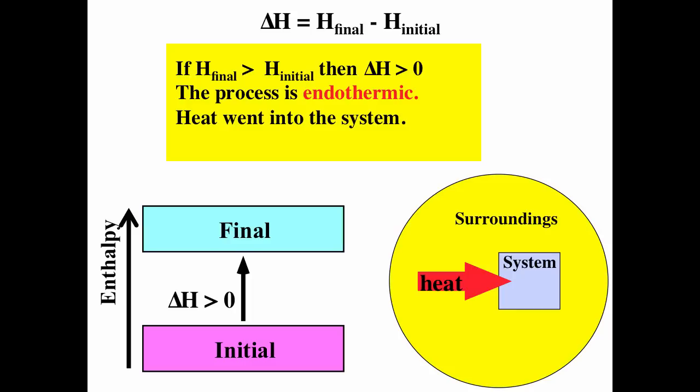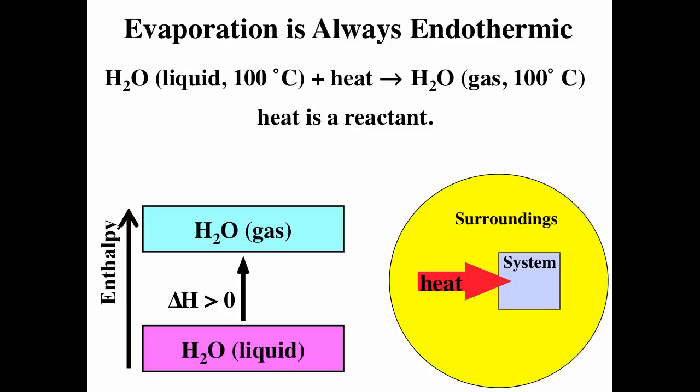And so you can think about it, initially our enthalpy is low, we add some heat and it raises the enthalpy. And so the enthalpy of the product is always greater than the enthalpy of the reactants when you're looking at an endothermic process. Evaporation is always endothermic. We'll see in a little bit that for a compound, the gas always has a higher enthalpy than the liquid. And so heat is a reactant.